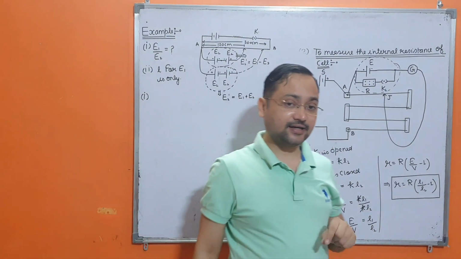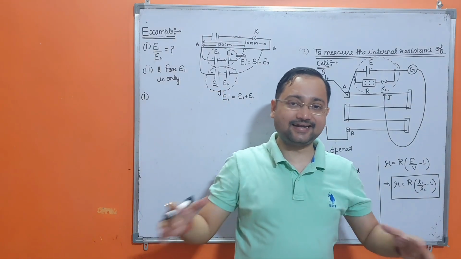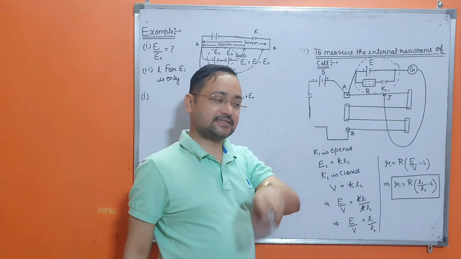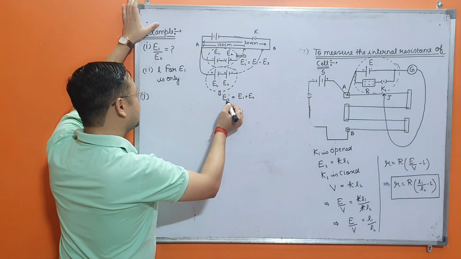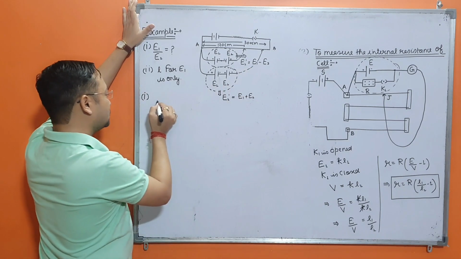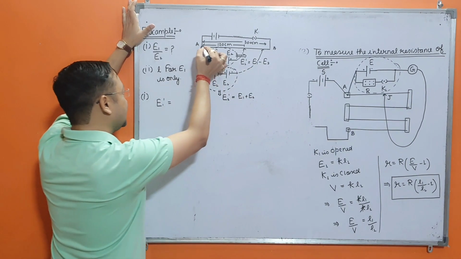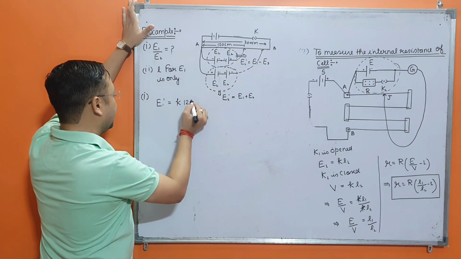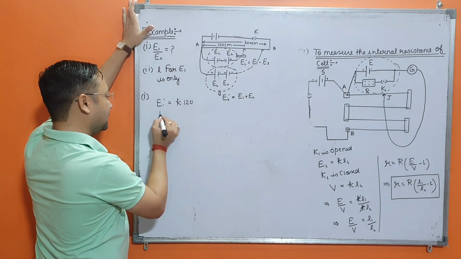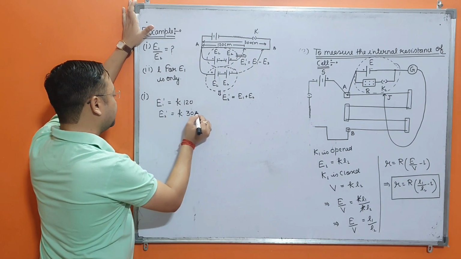How can it be E1 minus E2? How can it be E1 plus E2? It has been already explained in detail in the topic combination of the cells in the same chapter. Now, we can treat E2 dash as one cell, E1 dash as one cell. So E1 dash will be equal to K into 120, where 120 centimeter is the balancing length and K is the potential gradient. And E2 dash will be equal to K into 300.